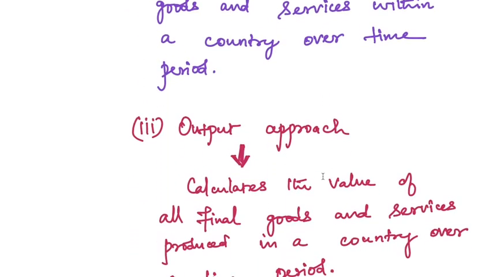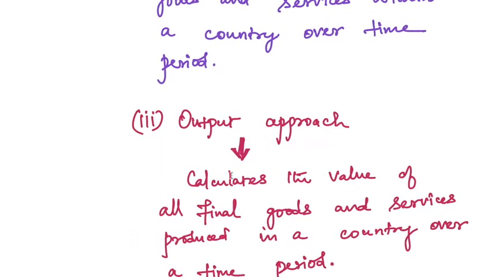The next one is the output approach. Here we calculate the value of all final goods and services produced in a country over a time period. We only consider the final goods and services produced in a country, not any intermediate goods, not any goods that go into the production of some other good. I'll explain why we only consider the final goods and services. What you have to understand is, we calculate the value of all final goods and services produced in a country over a time period.